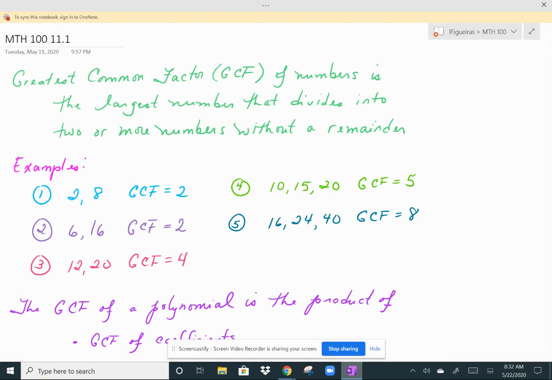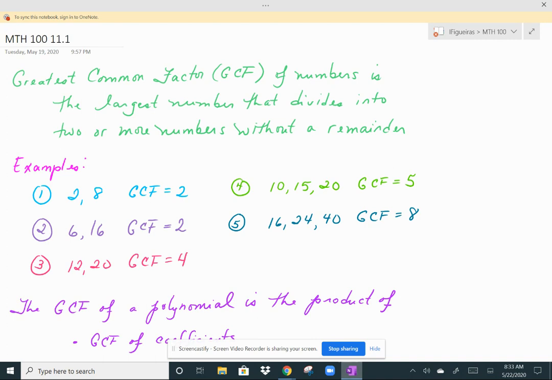Hi, Module 11 focuses on factoring polynomials. In this first section, we'll be factoring by taking out the GCF of the polynomial. Now, what's a GCF? GCF stands for greatest common factor. When we're just talking about numbers, no variables, the GCF will be the largest number that divides into two or more numbers without a remainder.